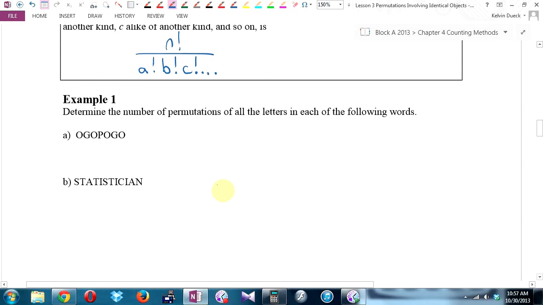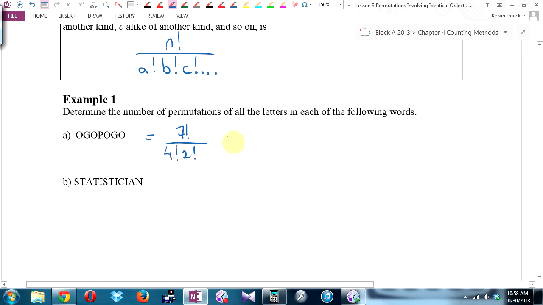So, Ogopogo. How many letters grand total? 7 factorial divided by how many O's? 4 factorial. How many G's? 2 factorial. I already did the O's. How many P's? 1, don't care. How many G's? I think I covered all the letters.